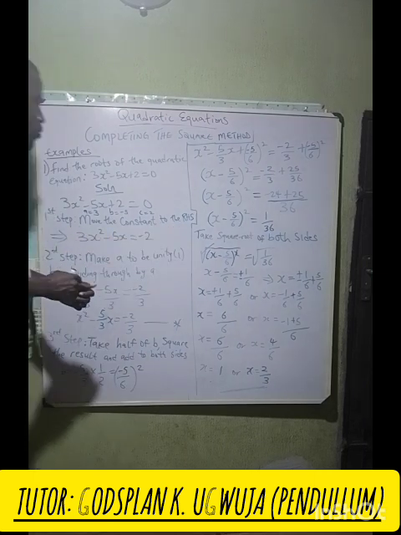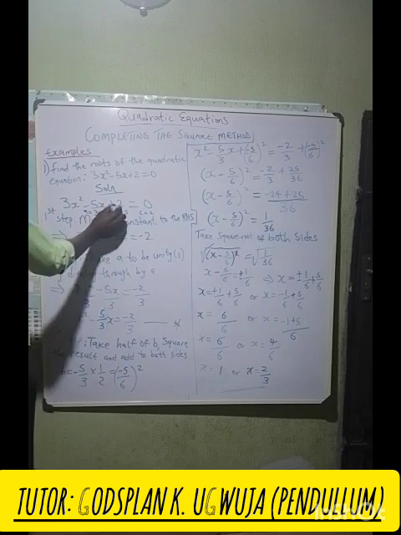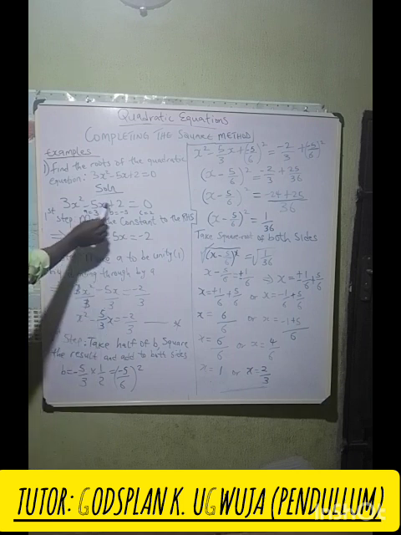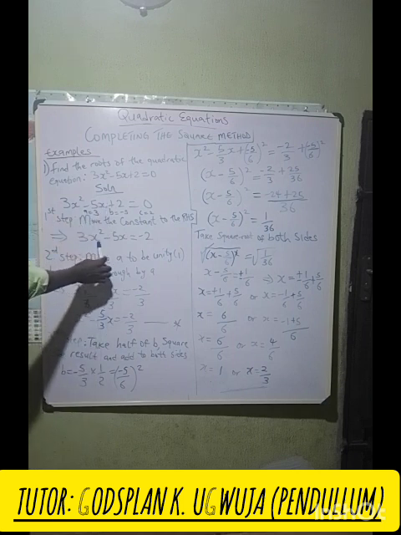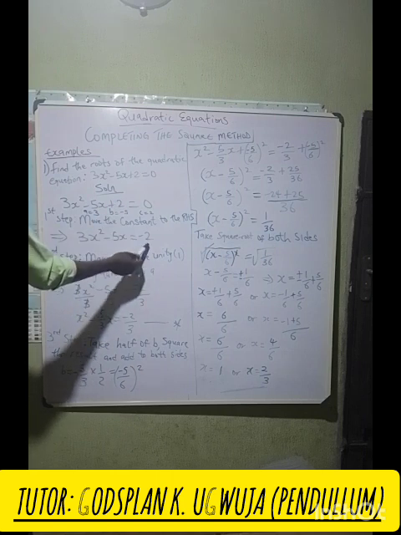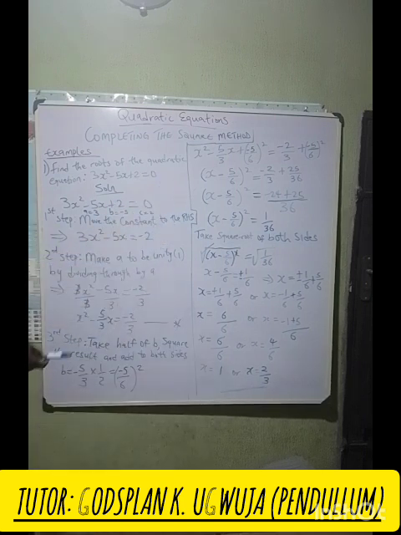Now the first step, we must move the constant to the right hand side. You move the constant plus 2 to the right hand side, and if you do that, you're going to get this. So everything on the left hand side stays here, and this plus 2 moves here to become minus 2. That's quite simple.